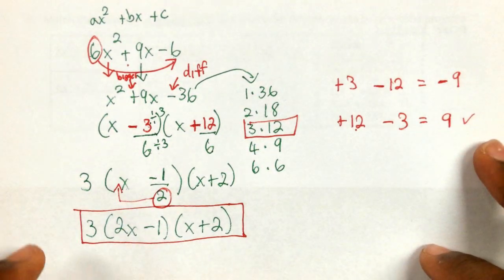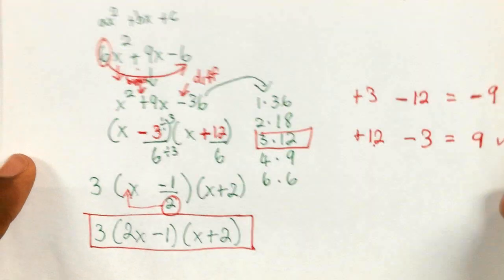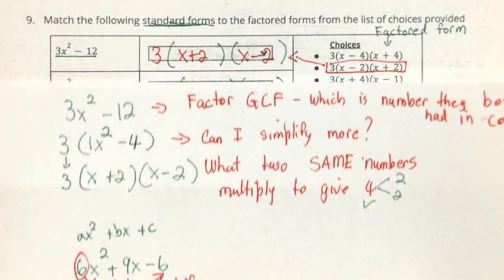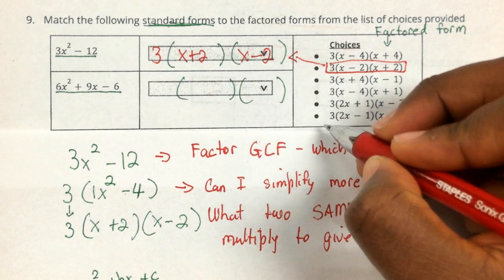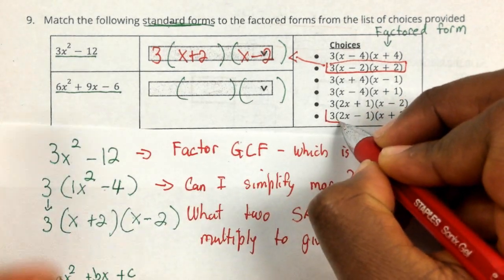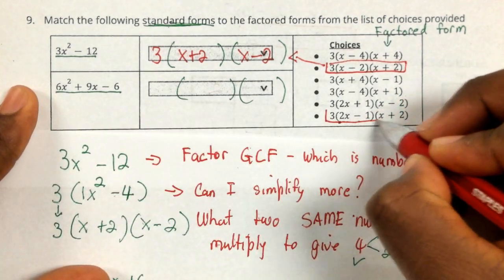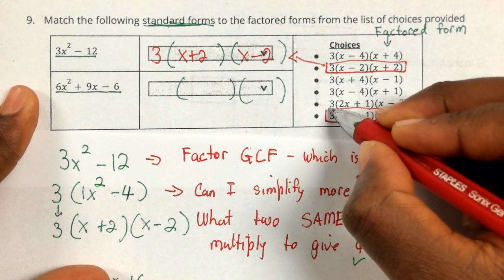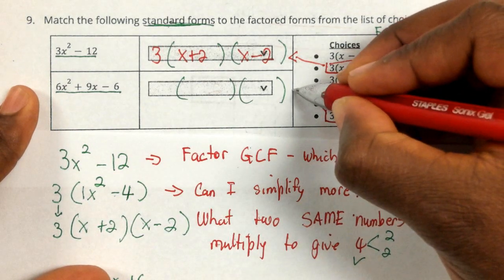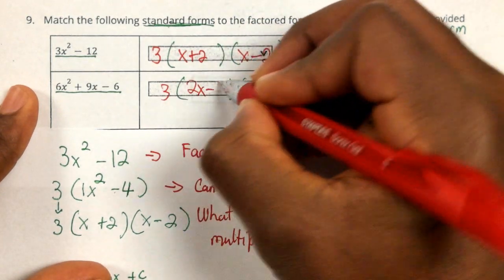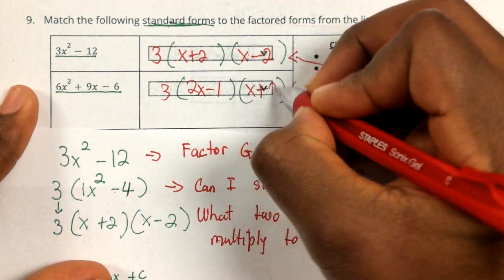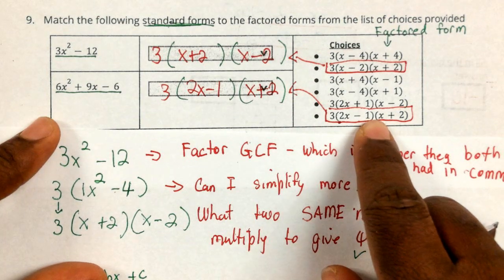So let's see if we see that answer anywhere. If I look, I do see that answer right here. So that would be this answer right here. Bam, that would be this. So again, 3, 2x minus 1, and x plus 2. So that would be this answer right here.